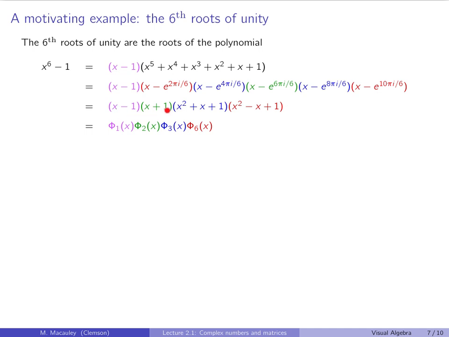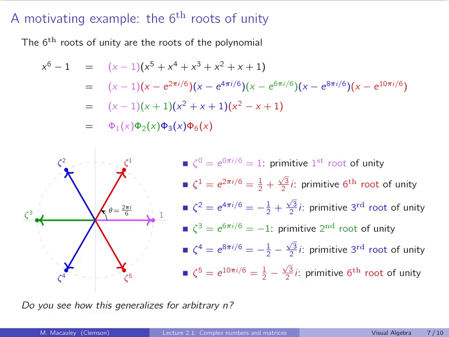And I'm going to call these 4 polynomials phi1 of x, phi2 of x, phi3 of x, phi6 of x. Notice that 1, 2, 3, and 6 are the divisors of 6. Okay, what's going on? Here's a picture.